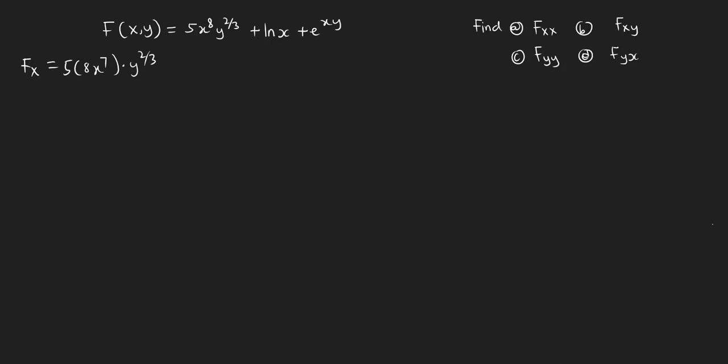Okay, so from here, let's find the derivative of ln x. For that, it would be x prime divided by x. But we know x prime is 1, which is the derivative of x. So we're going to have 1 over x. Then plus e to the power xy. So that gives us e to the power xy.